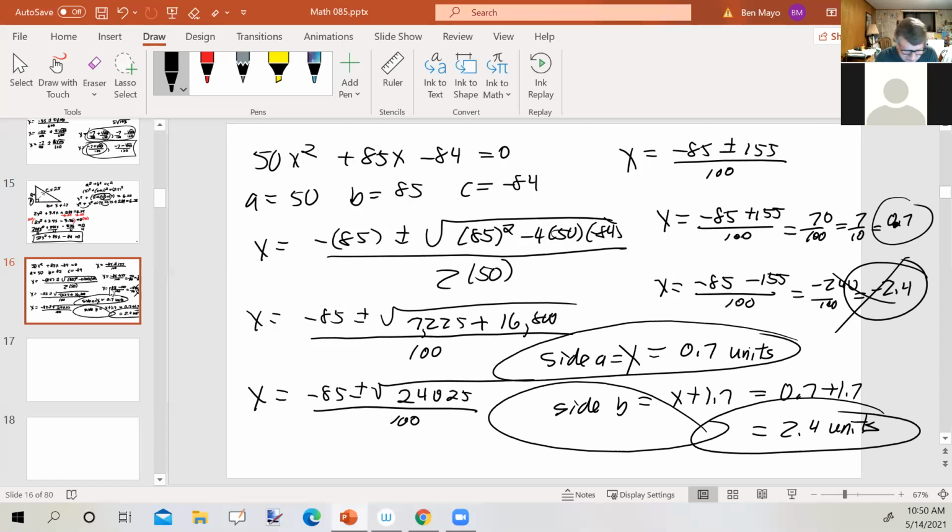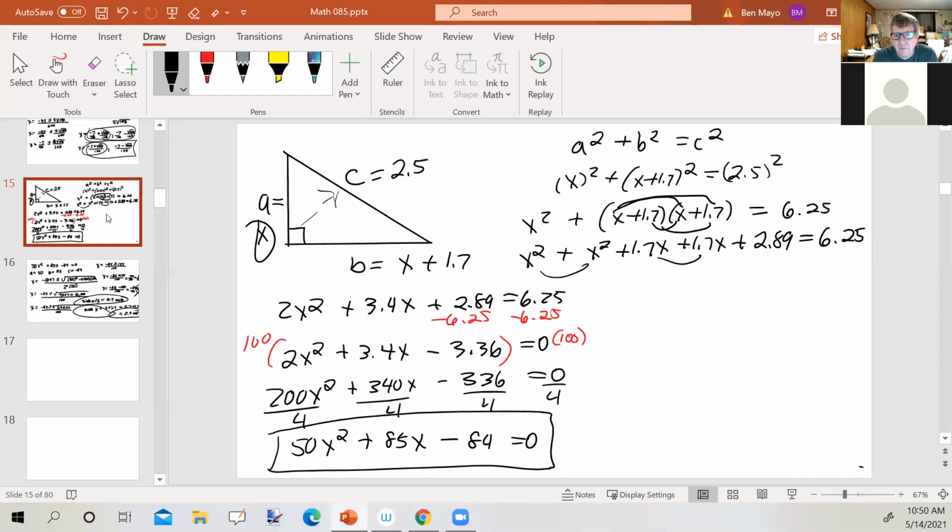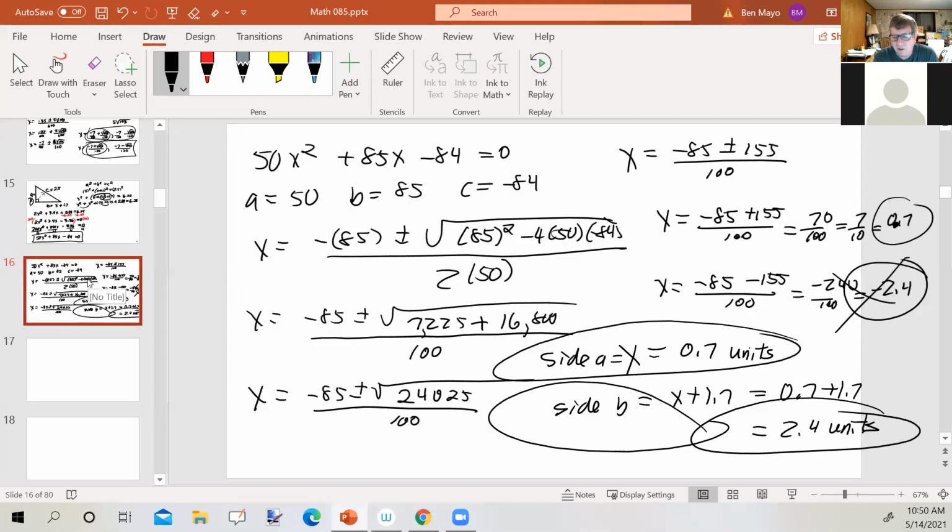Long problem, I know. So what did we have to do? We had to set up the triangle, use the Pythagorean theorem, FOIL things out, get it in standard form, get rid of the decimals, reduce it down, use the quadratic formula. All this, just one problem. I know, sometimes they get overwhelming.